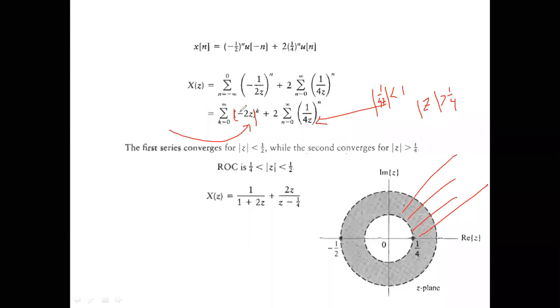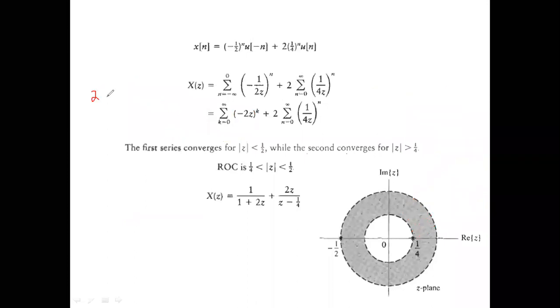Whereas for the second signal here, you can see either this one or this one. See, this term should be less than 1. So for this particular term, it is minus 2z, right? Minus 2z. What is the magnitude of minus 2z? Magnitude of minus 2z will be 2z only. So here 2z should be less than 1. So what is the condition for z then?